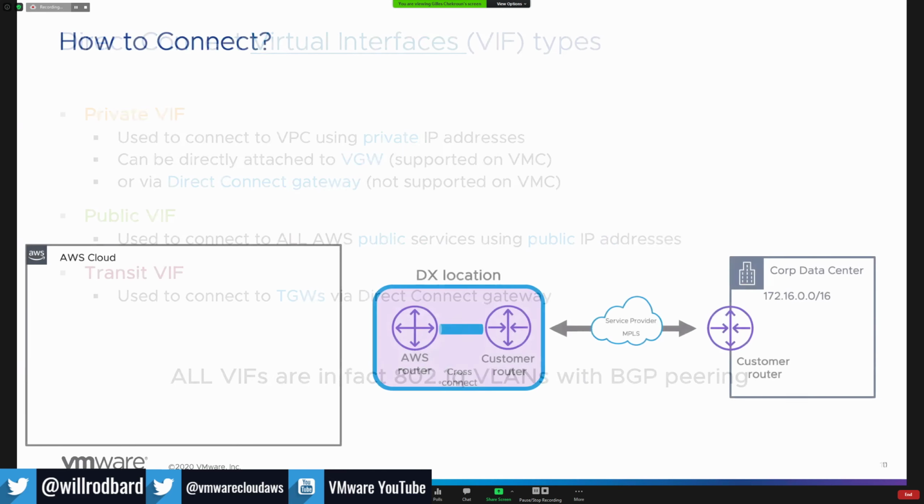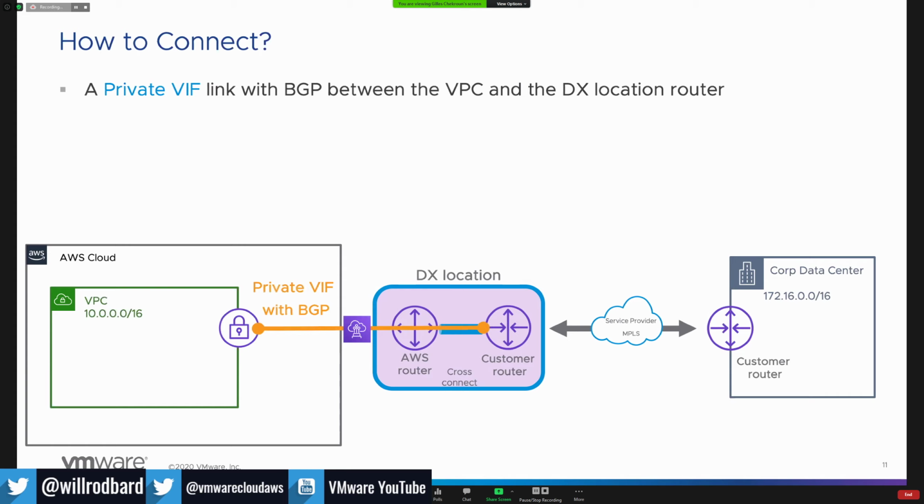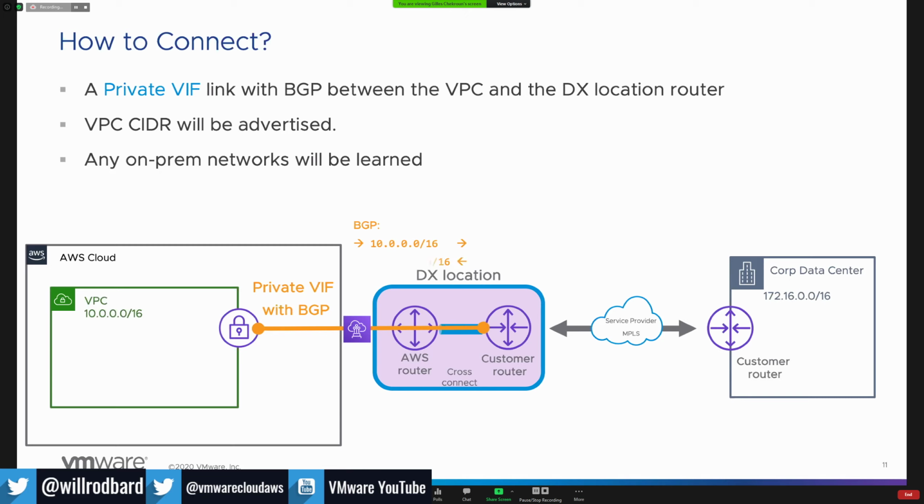So how does this work? How does it connect? A private VIF links between the VPC and the Direct Connect location router. So we have a VPC, we have a VGW, we establish a private VIF with BGP between the customer router and the VPC itself. Okay, so the way it works, VPC is going to advertise its CIDR with BGP, and we will receive any on-prem network also with BGP. And here we need to be a little bit careful.